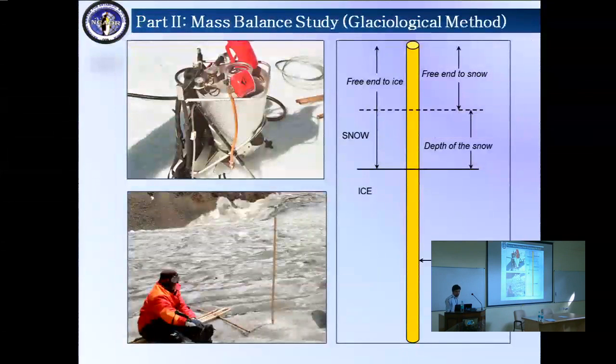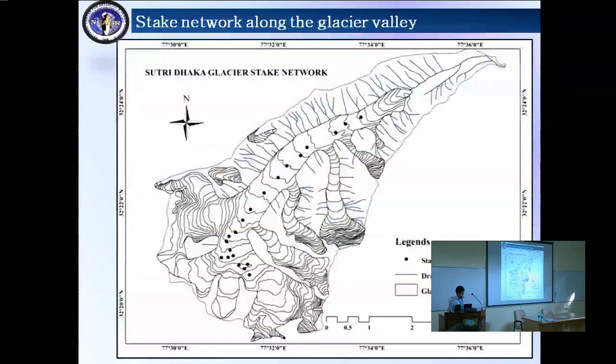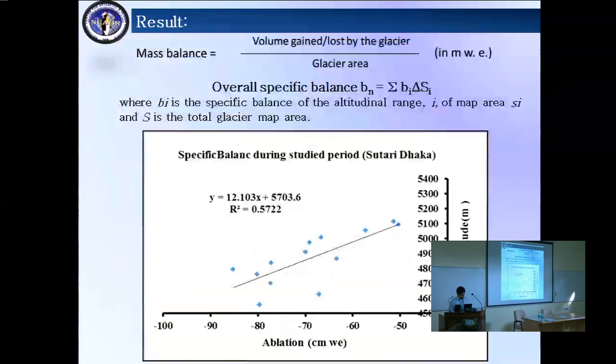Here, to measure the mass balance, we have used a stake grid, and we have installed 21 stakes along the valley from 4,800 to 5,300 meters: 17 stakes in the ablation zone and 4 stakes in the accumulation zone. After 15 days, we monitored the retreat of the glacier, and we found that as we move upward, it has a higher retreat as compared to the lower portion.